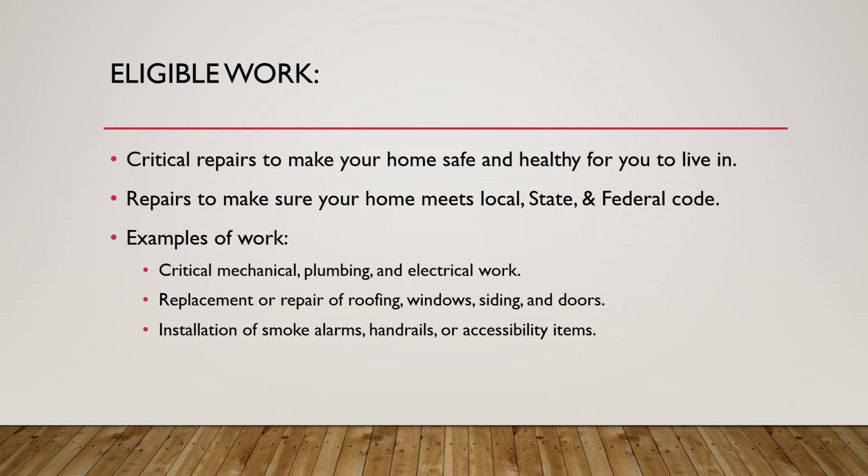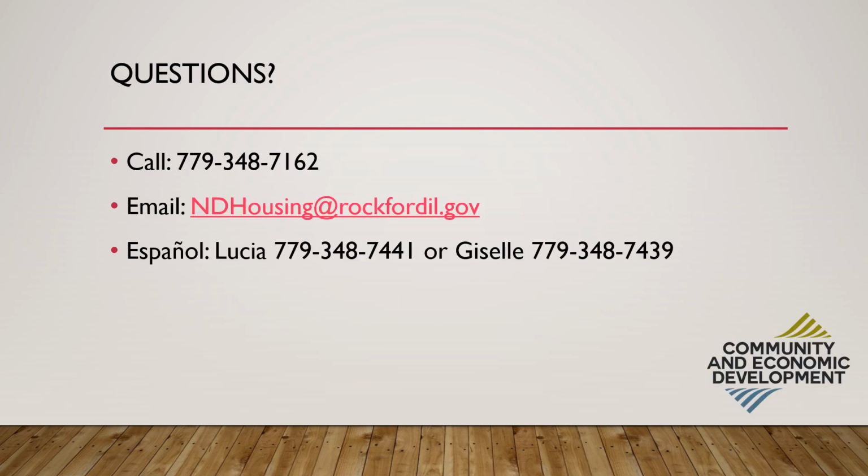Eligible work includes repairs that are required to make your home safe and healthy. Your property must meet local, state, and federal codes by the end of the rehab work. Some types of items that can be done through this program are updates to the electrical or plumbing, a roof replacement, siding, and windows. We can also install accessibility items like handrails and a walk-in shower or tub. Any chipping or peeling painted surfaces would also be considered.